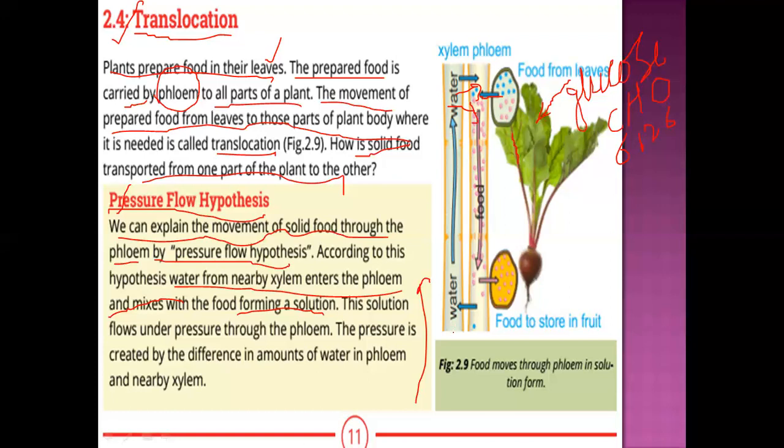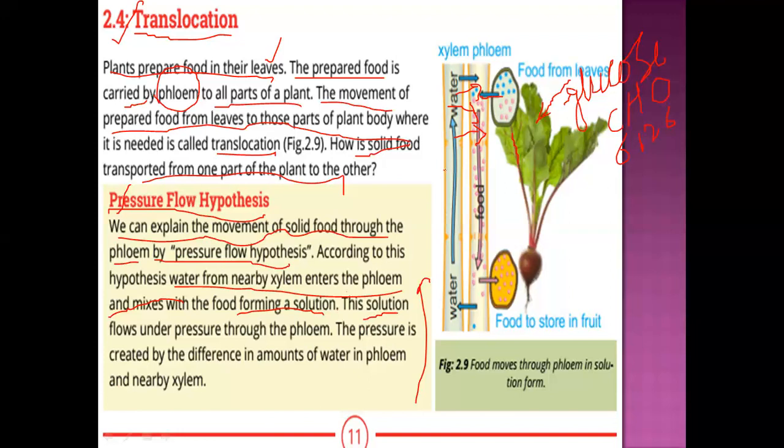Even the water is moving from the roots into the xylem towards the leaves. So likewise, water is absorbed into the phloem where the food is present. Food molecules are present, in the form of glucose. But what happens next? By the addition of water, this solid is mixed with water, so it becomes a solution.